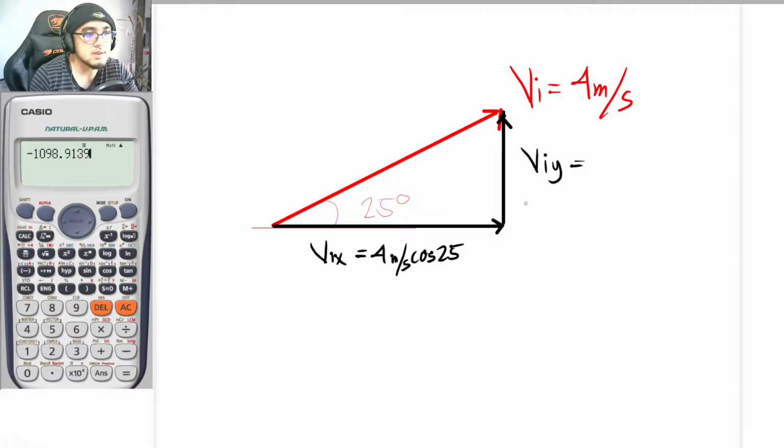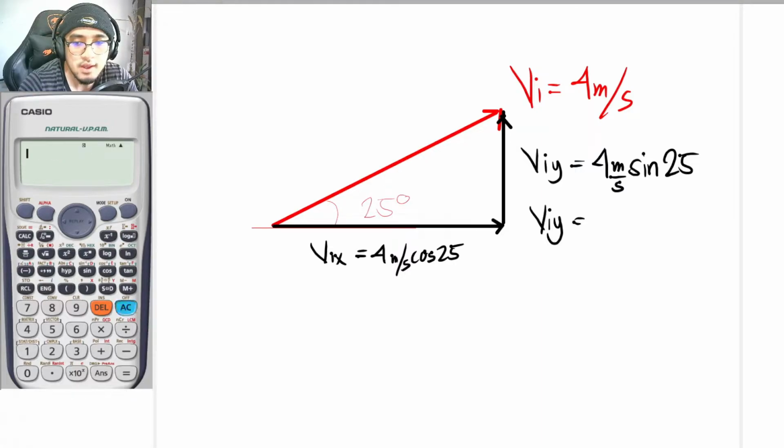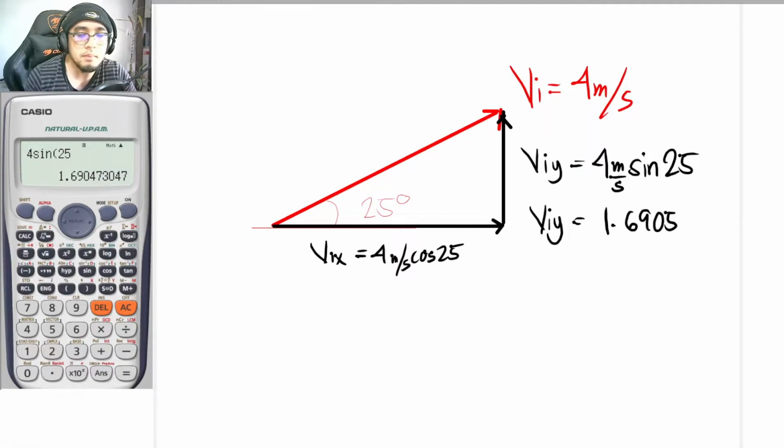And in this, since this is opposite from your angle, this is now to be 4 meters per second, sine 25. So for our Viy, looking at the calculator to your left, 4 sine 25, that is positive 1.6905, and take note that this is positive because it is going upward.